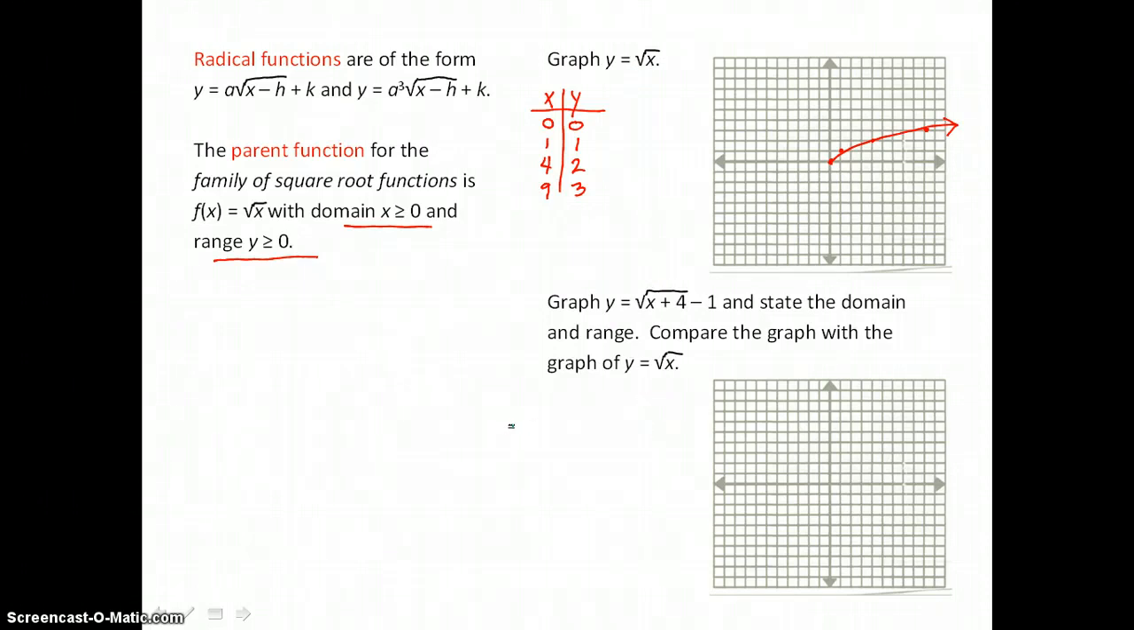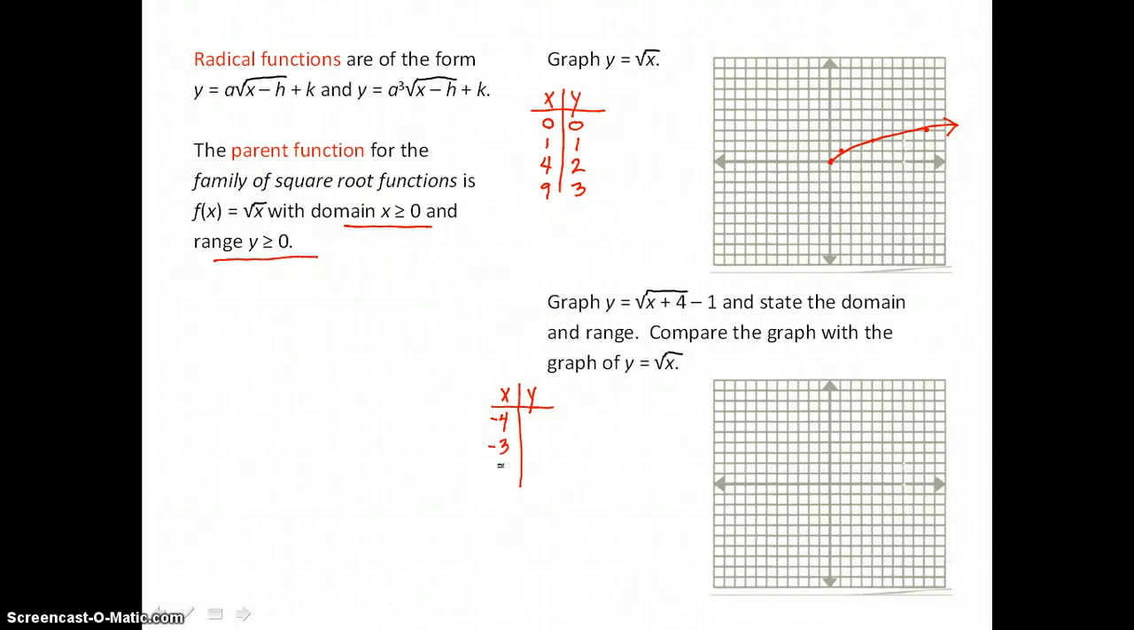Now let's graph y equals the square root of x plus 4, minus 1. We'll make a table of values, and I'm going to choose my x values carefully because I want to take the square root of 0, so I'll let x equal negative 4. I want to take the square root of 1, so I'll let x equal negative 3.